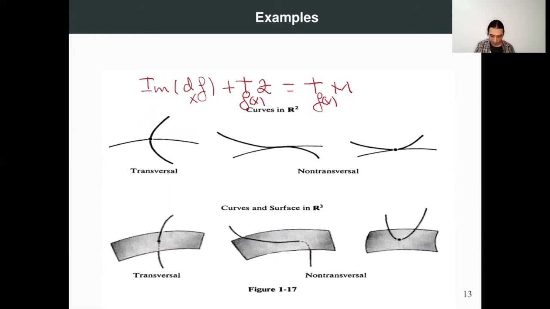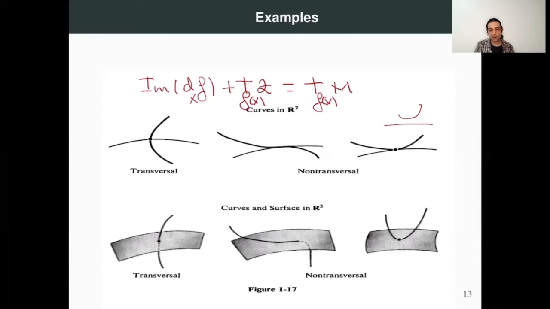In the other two examples, the tangent space of these two curves at the point of intersection is the same. And because of that, these intersections are not transversal. But you can see that the intersections are kind of different. For instance, this one is very, very easy to break, to make the intersection disappear by moving the curves a little bit, whereas the other one is not so easy. And indeed, intersections can be of many different kinds.